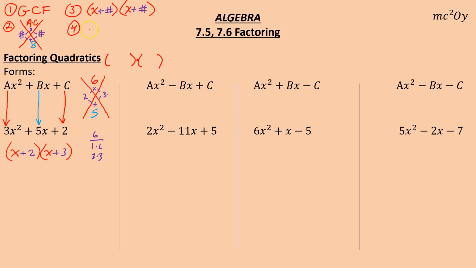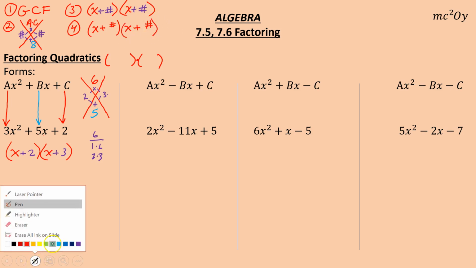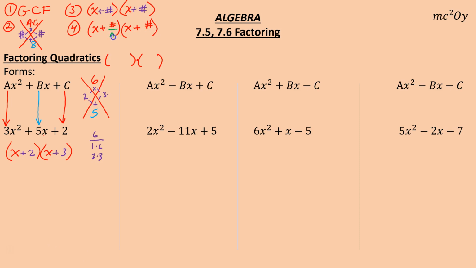Step 4 is to take those numbers, whatever you have back there, and you'll notice I've kind of put it up there a bit. I'll show you why. You're going to take those numbers and divide by A, whatever your A term is. So in this case, our A term is 3. So I'm going to divide by 3. Okay.